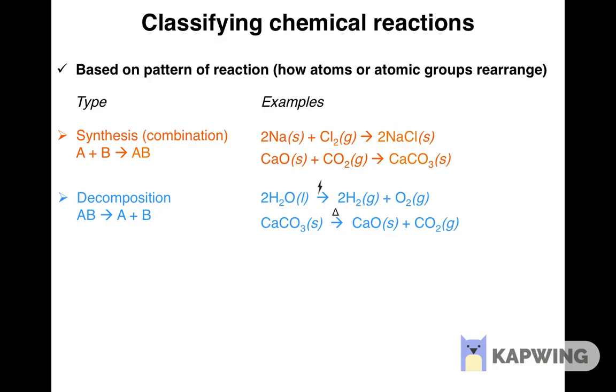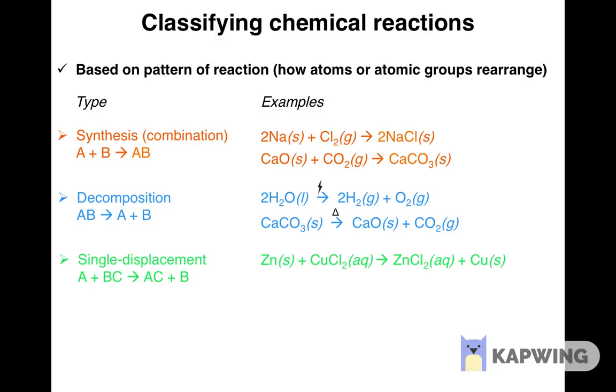The third type of reaction in this classification is a single displacement reaction. In this type of reaction, an atom or a group of atoms replaces another atom or group of atoms in a compound. One example of such a reaction is the displacement of copper in copper-2 chloride by zinc that leads to the formation of zinc-2 chloride and the recovery of elemental copper.